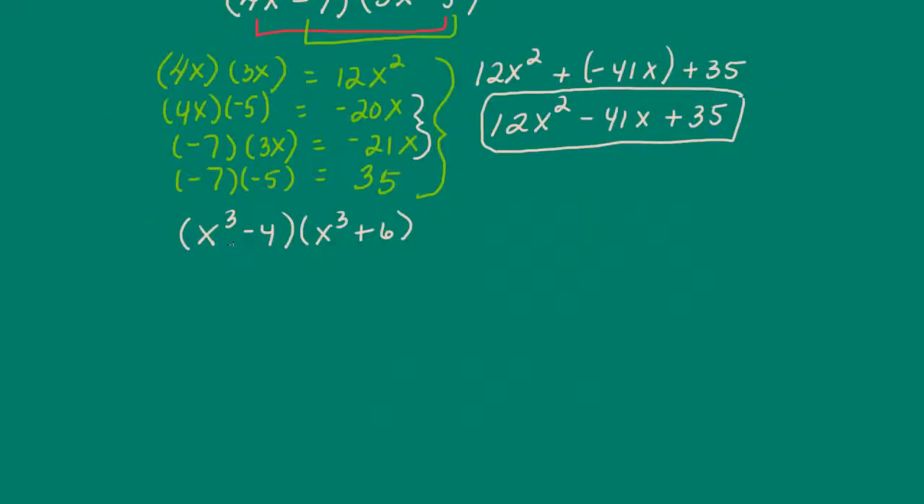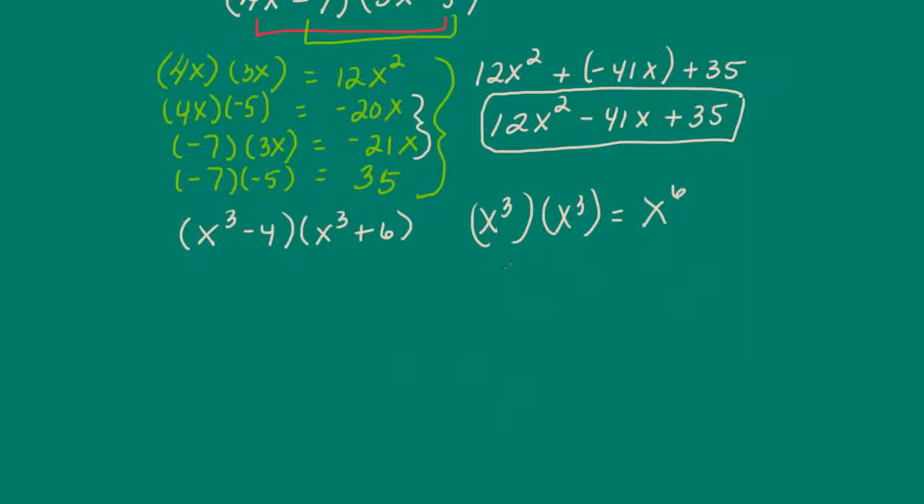So let's try another one. Here we have the quantity x cubed minus 4 multiplied by the quantity x cubed plus 6. So again, I'm going to multiply my first terms. So I have x cubed times x cubed. That's going to be equal to x. And then I add the exponents, so that's x to the 6th power.